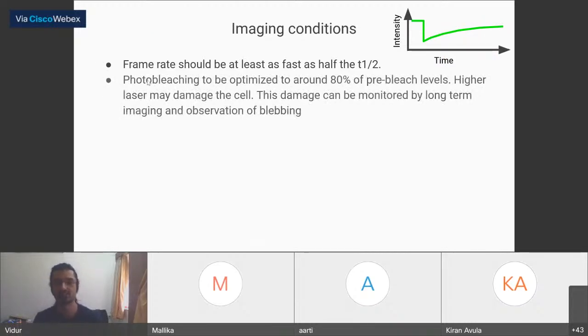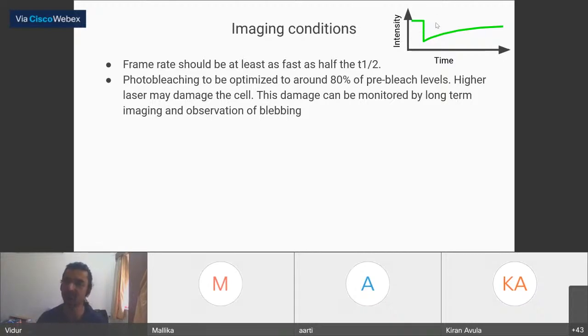The second thing that is to be kept in mind is that photo bleaching has to be optimized to around 80% of pre-bleach levels. You can have a higher or lower amount of photo bleaching, but generally, if you have a lower amount, because of the noise in the system or depending on the camera that you use, the recovery may not be mapped out correctly, and we'll get to it when we're analyzing the movies that are to be covered in the session just after this.